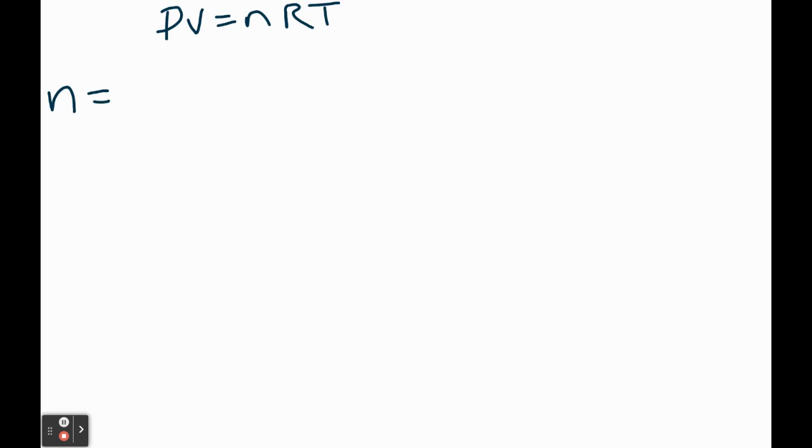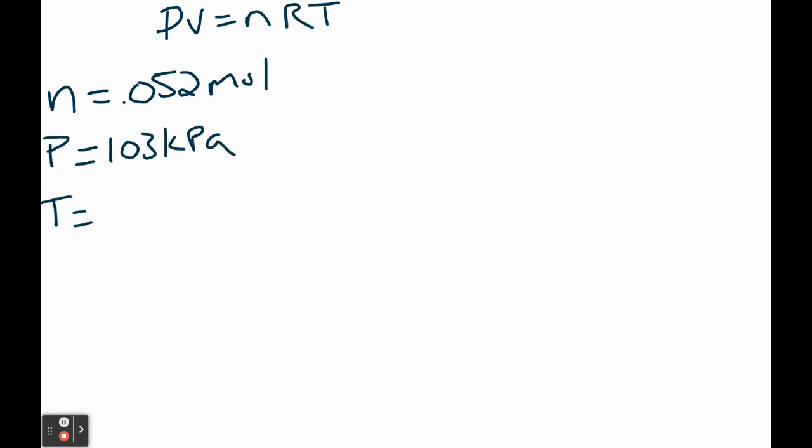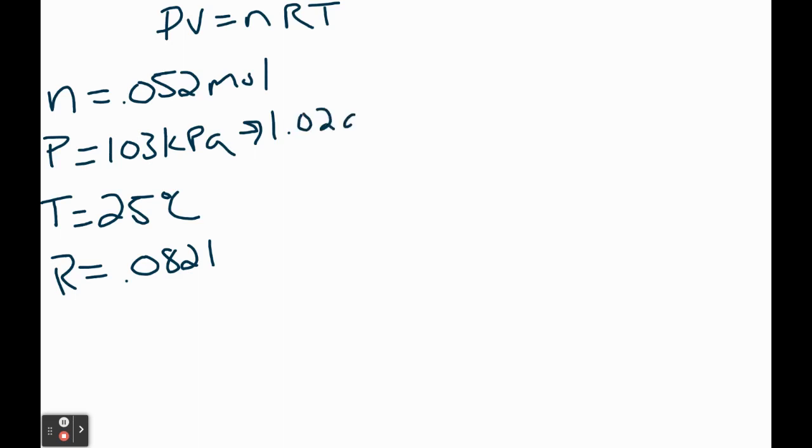So now we're going to write all of our variables out. Our moles is 0.052. Pressure is 103 kPa. Temperature is 25 degrees Celsius. And of course our gas constant. Okay, so make sure all of your variables are in the correct unit. kPa needs to be converted to atm, and Celsius needs to be converted to Kelvin.